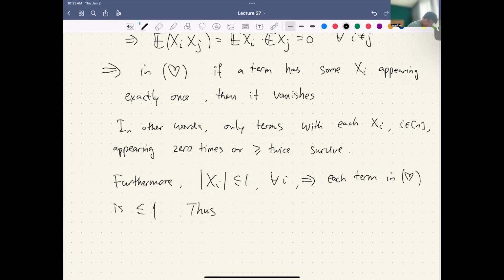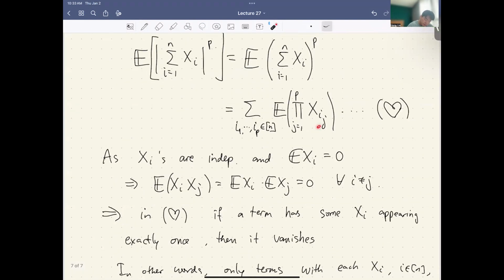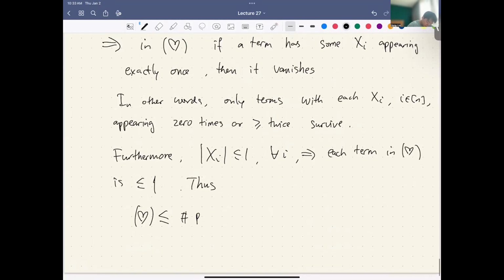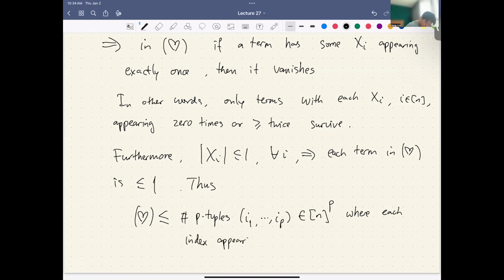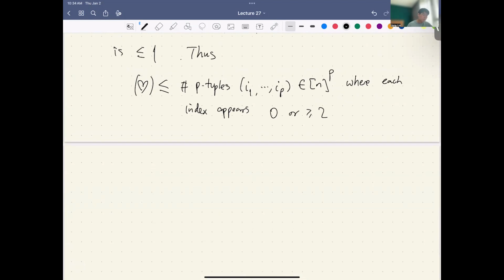So thus, this is at most the number of p-tuples i_1 to i_p, in n to the p, where each index appears zero or at least twice. Let's compute this number. Okay.